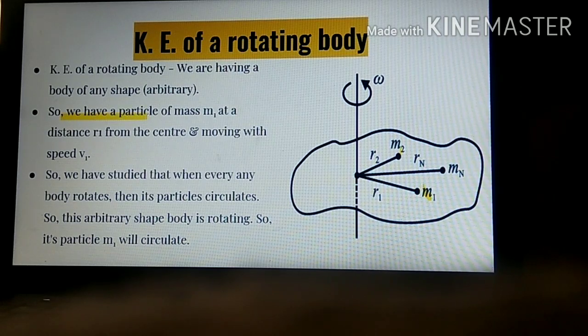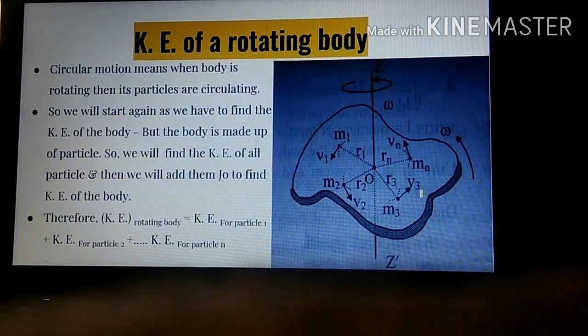So we will have a particle of mass m1, which is at a distance r1 from the center and moving with velocity v1. Whenever a body rotates, its particles circulate. This is an arbitrary shape, which means it can be of any shape. You can draw a body of any shape, and whenever this arbitrary shape body is rotating, the particles in it will be circulating. So we are assuming that mass m1 is also circulating.